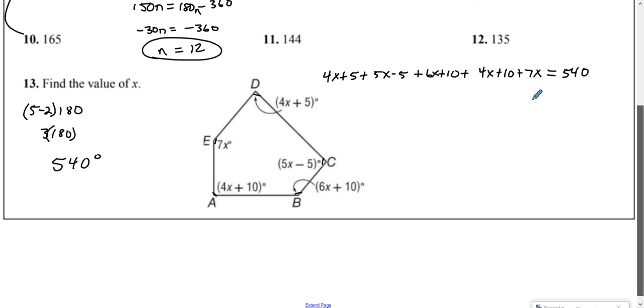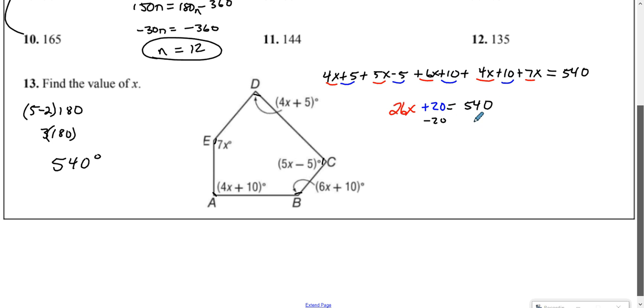Okay? All right, so now let's combine our like terms. We got a 4x and a 5x makes 9x. 9 plus another 6 is 15x, plus this 4 is 19x, plus the 7 would be 26x, I think. And then we're going to add these here. Plus 5, that's just 0. Plus 10, plus another 10, so it'd be plus 20. So I combined my like terms.